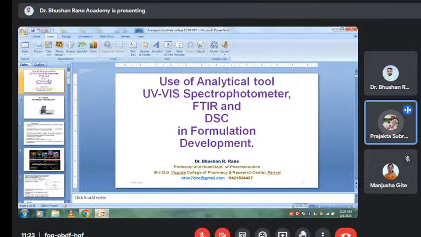Sir took a very informative session about applications of IR in pre-formulations, and applications of DSC in pre-formulation in the form of stability aspects to get optimized formulations.